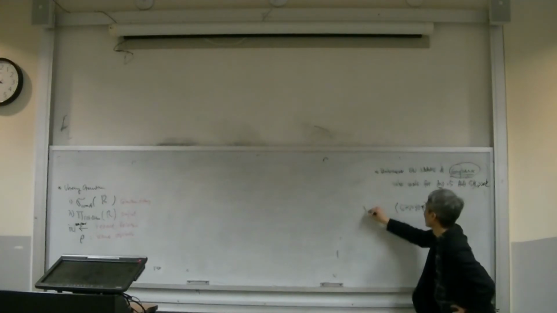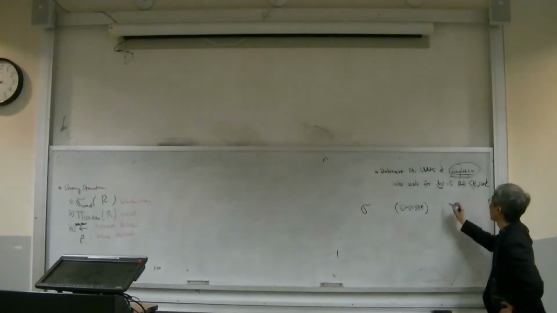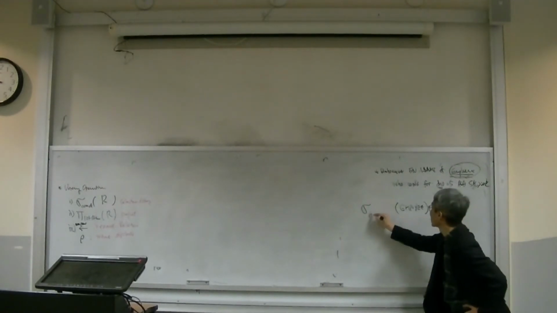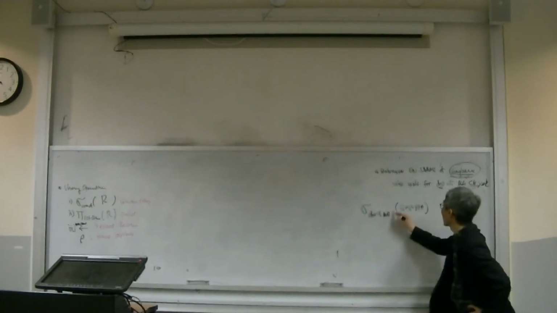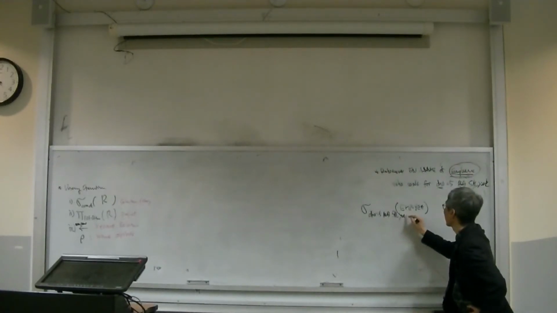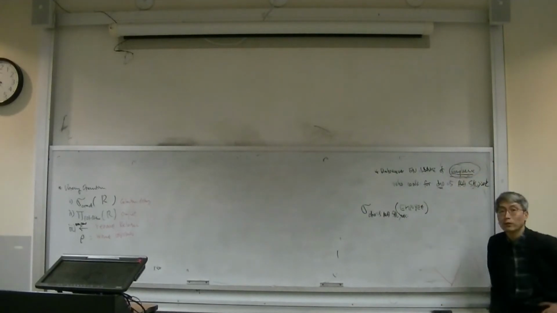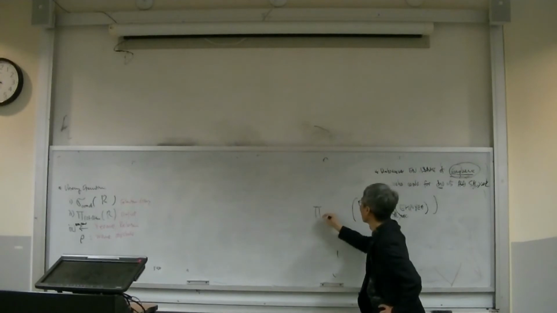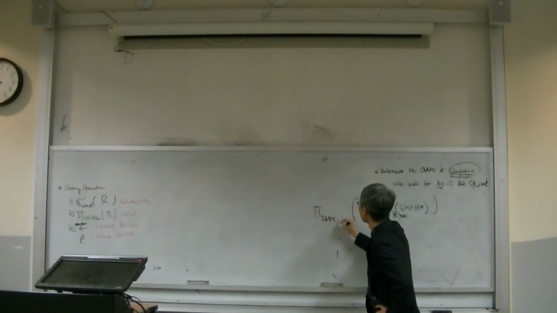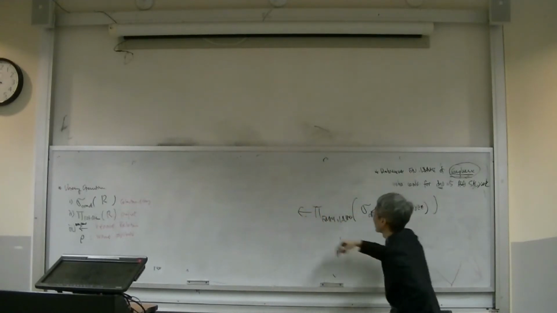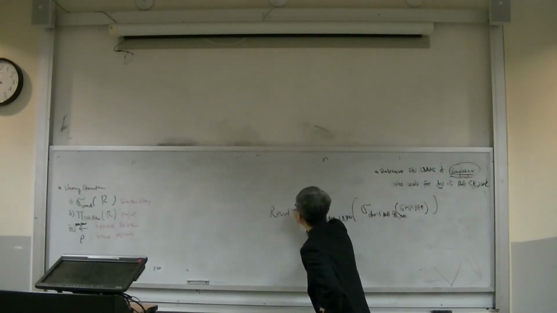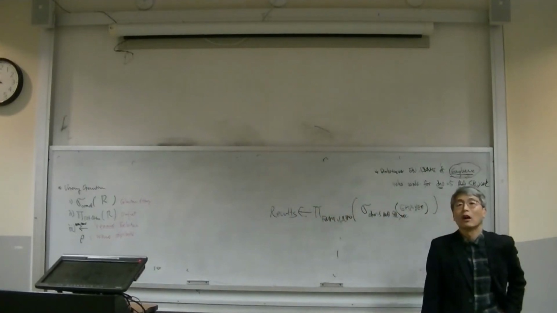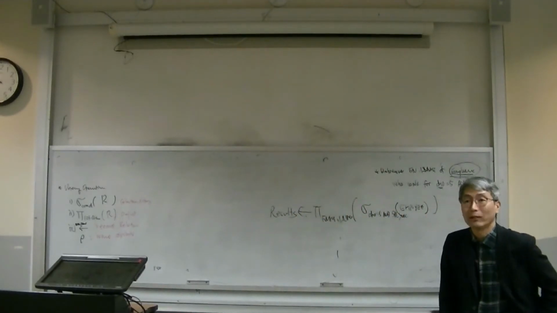Then apply the select. Select DNO equal to 5 and whose salary is bigger than 20K. So this is the output of employee. However, we need the first name and last name. Then this is the final result. So this is the relational algebra expression that we want.